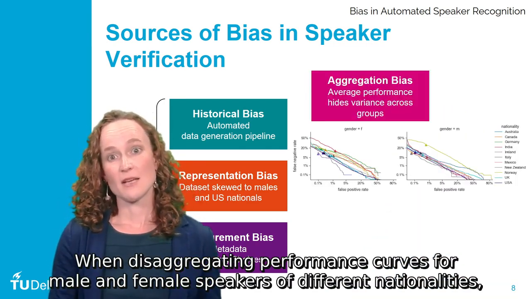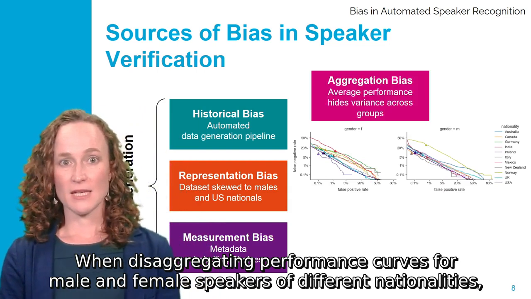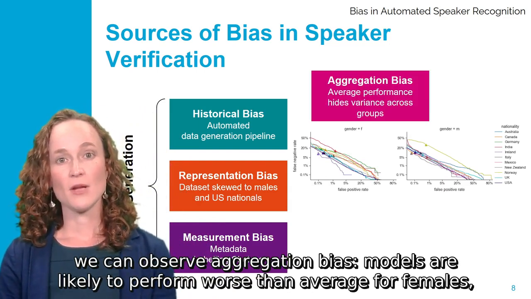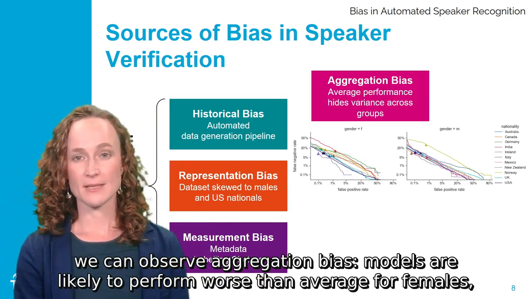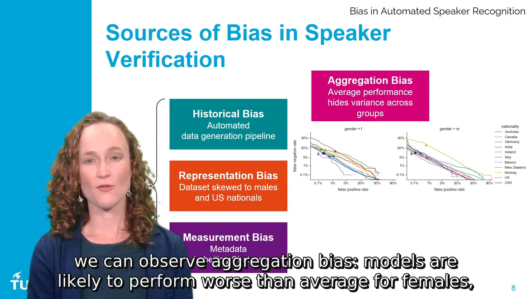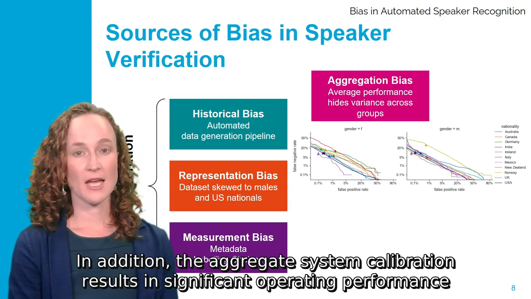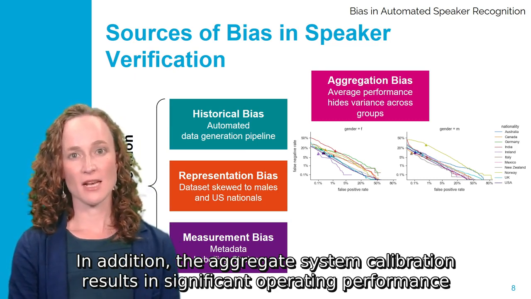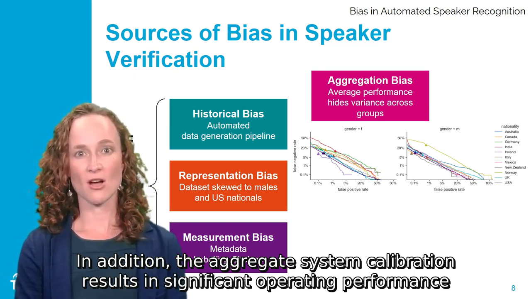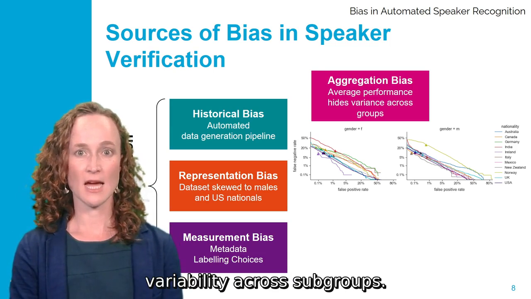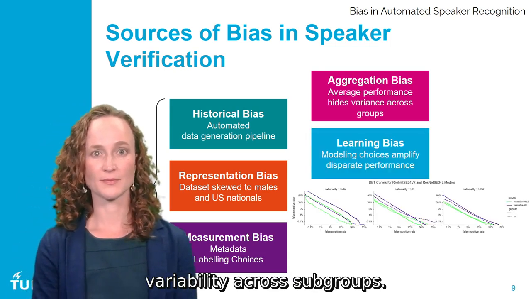When disaggregating performance curves for male and female speakers of different nationalities, we can observe aggregation bias. Models are likely to perform worse than average for females and better for males. In addition, the aggregate system calibration results in significant operating performance variability across subgroups.